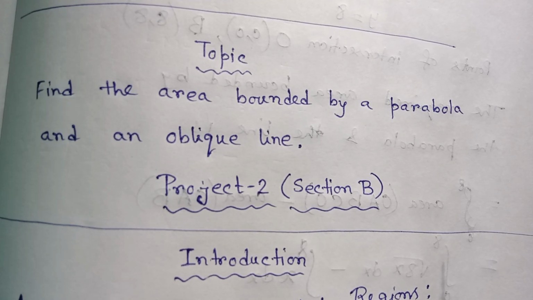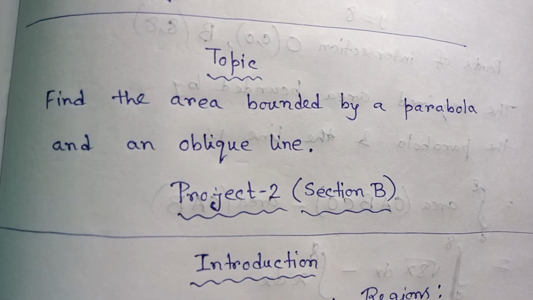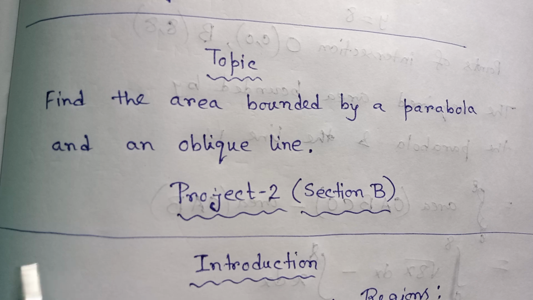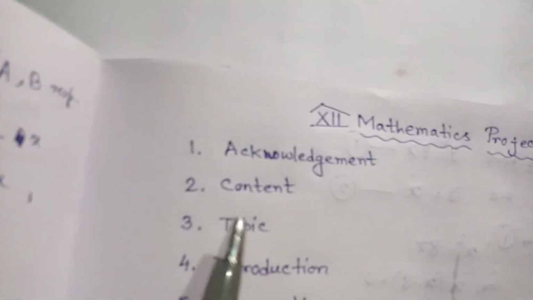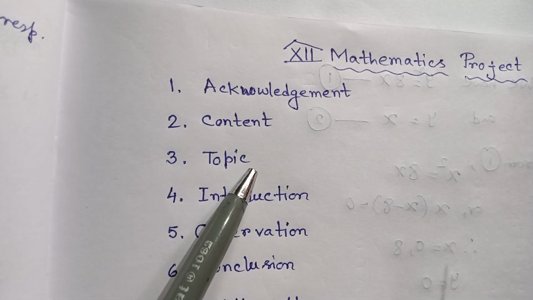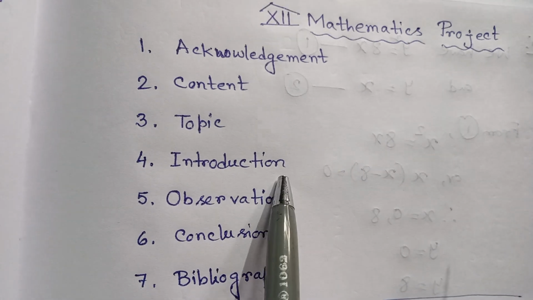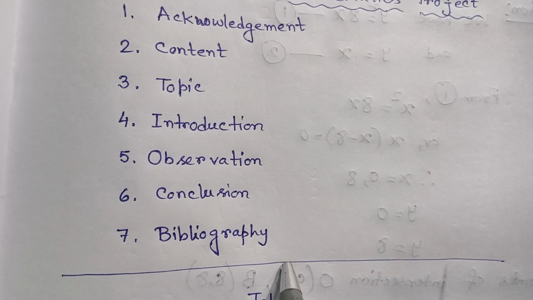Today we are discussing the class 12 mathematics project. The topic is: find the area bounded by a parabola and an oblique line. For this, the format is: first you have to write acknowledgement, next page content, next page topic, then introduction, next observation, next conclusion and bibliography.